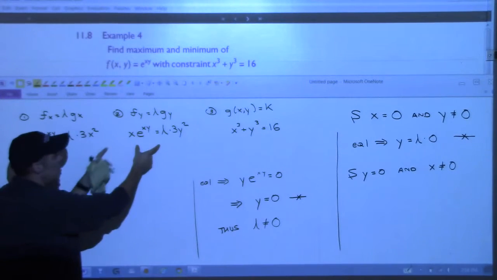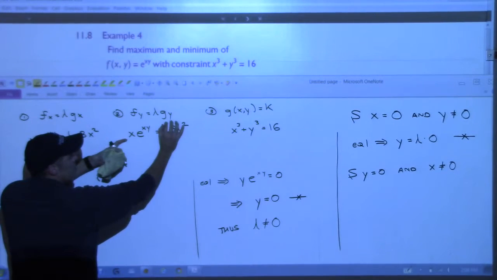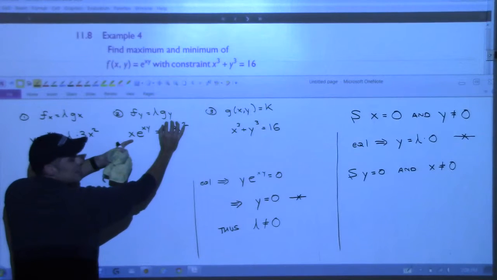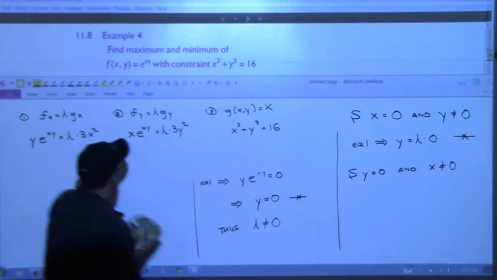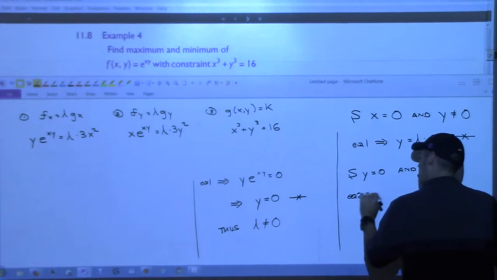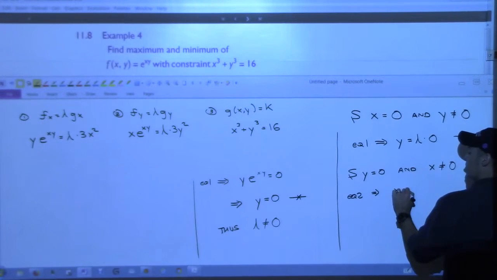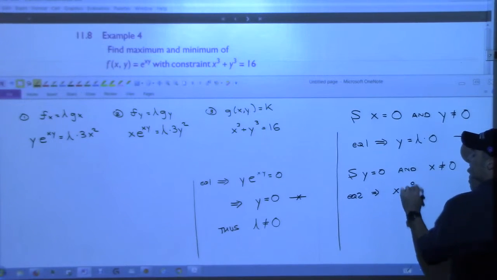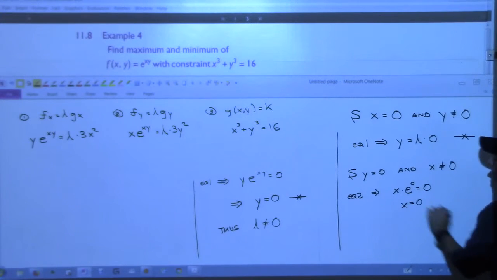But in this equation, what would happen? If y is 0, this is 0, no matter what. And then this right here, x would have to be equal to 0. So that would be a contradiction, right? So equation 2 would tell us that e to the 0, which is a 1, equals 0. And that's why we say x is 0. And therefore, this is another contradiction.